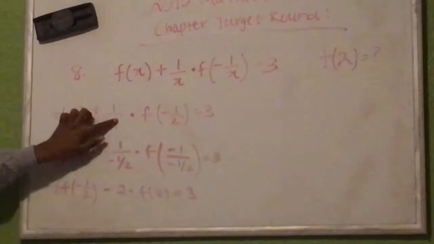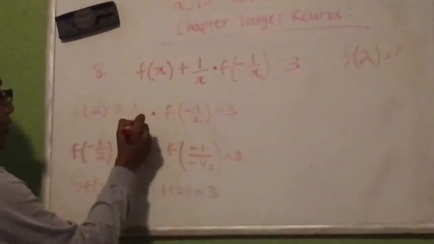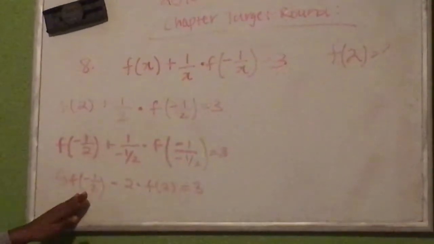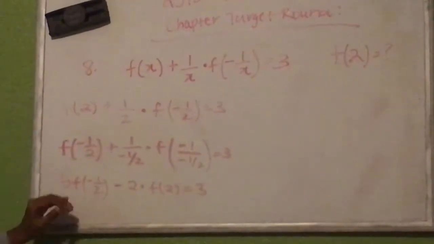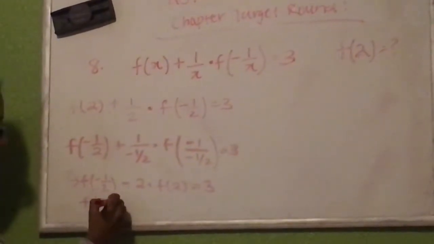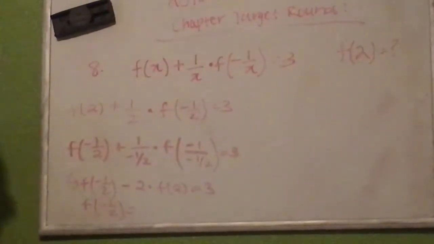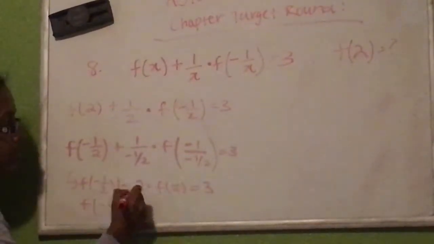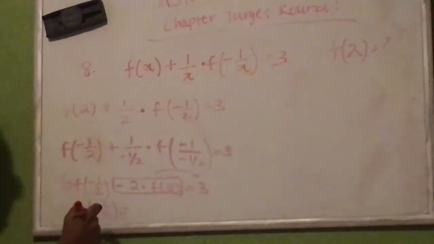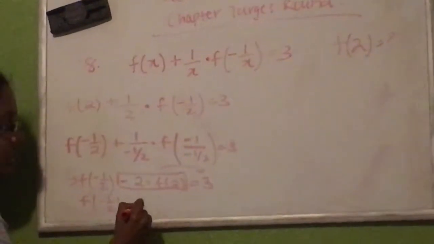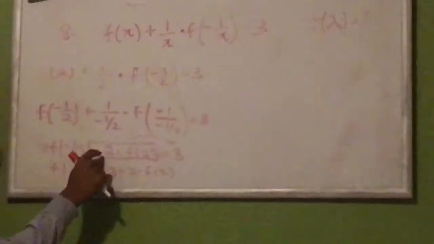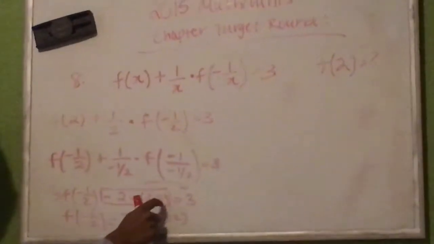And I just realized that over here I forgot to plug in my 2, so I'm going to do that right now. Taking this equation, I'm going to solve for f(-1/2). So I have f(-1/2) equals, all I need to do is bring this over to the right side in order to solve for this variable. So I get 3 plus 2 times f(2), because I'm adding 2 times f(2) to both sides.